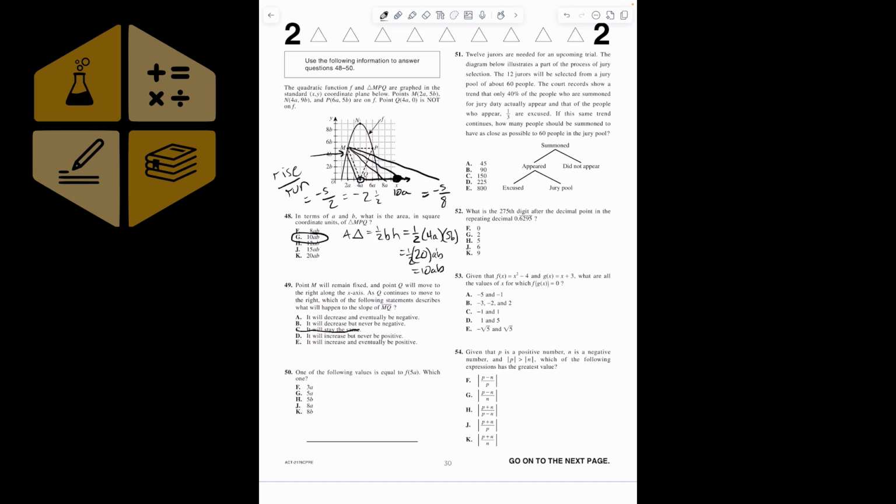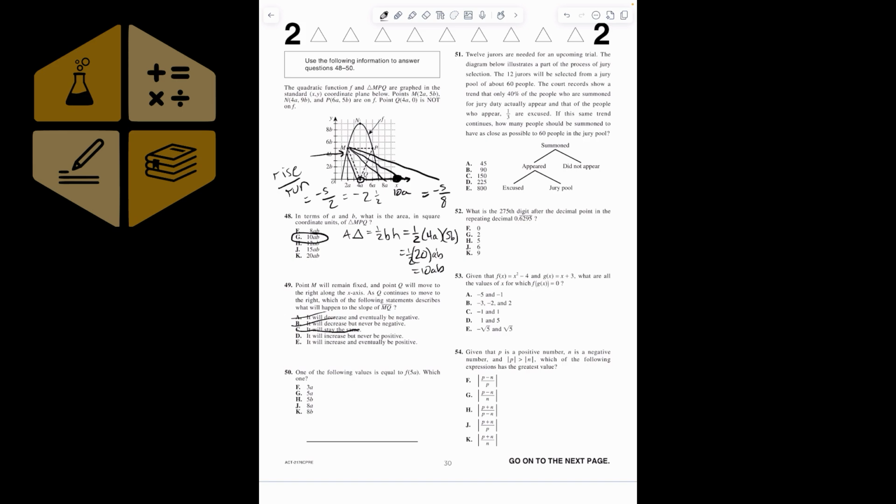So it's going from a negative big slope still to a negative slope, but slightly smaller. So it's increasing. Okay, so A and B say it's decreasing, so it's not that. It's actually increasing. It's getting closer to 0. It's getting more positive. But look at the answer choices for D and E. D says it will increase but never be positive. E says it will increase and eventually be positive.